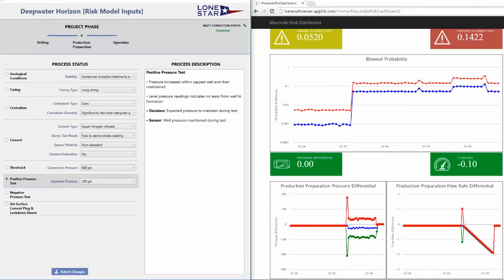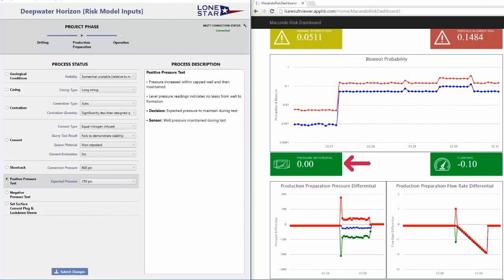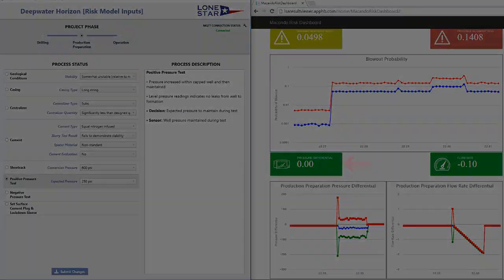They pressured the well up to 250 psi for 5 minutes, and then pressured up to 2500 psi and watched for 30 minutes. The pressure inside the well remained steady during both tests, showing there were no leaks in the production casing through which fluids could pass from inside the well to the outside.